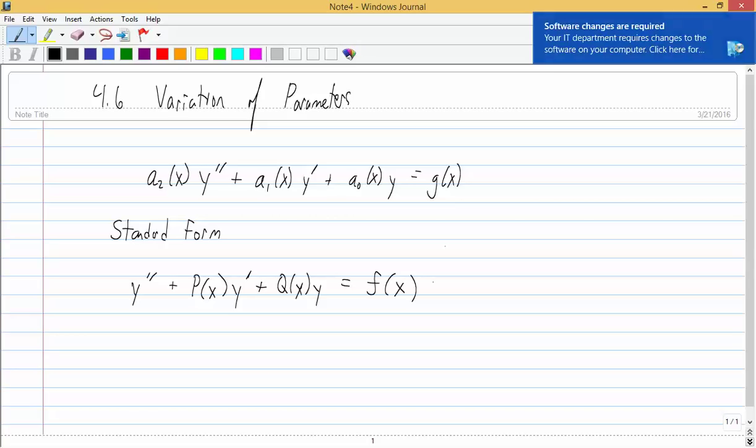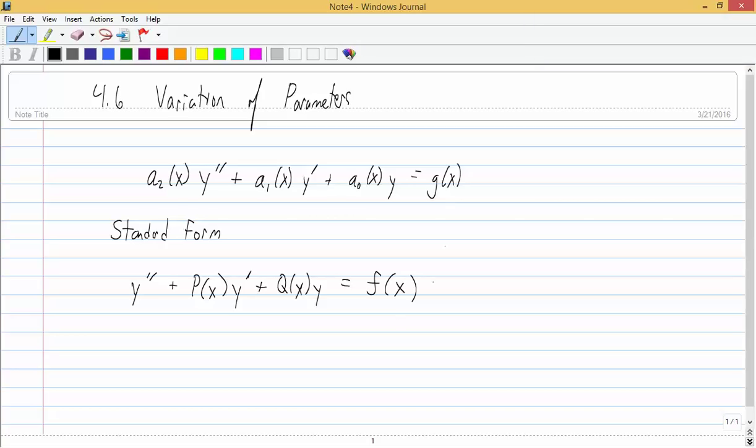Alright, so the way that we solve this is by first solving for the complementary solution. Whenever we solve for the complementary solution, we will have two solutions if it's a second order differential equation. And we'll need to make sure that those two solutions are linearly independent. We will need to make sure that their Wronskian is not equal to 0.